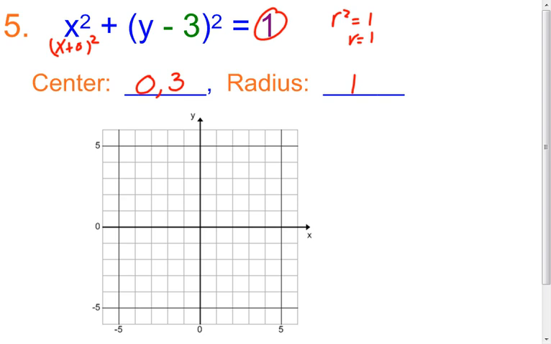And when you graph this, (0, 3) looks like this. Your radius is 1, so I will go up 1, left 1, down 1, right 1 to be able to connect my circle, and it will look like that.